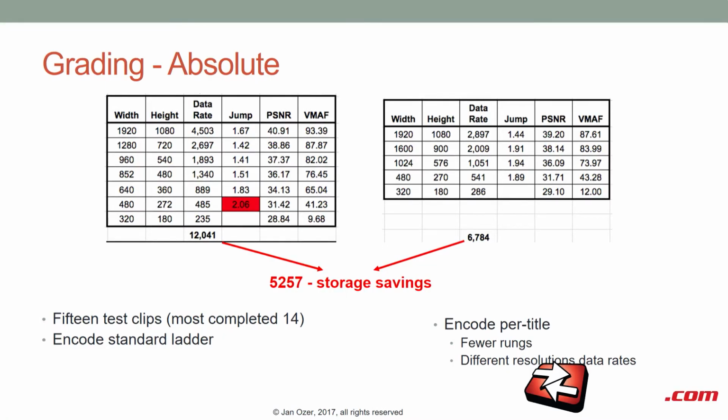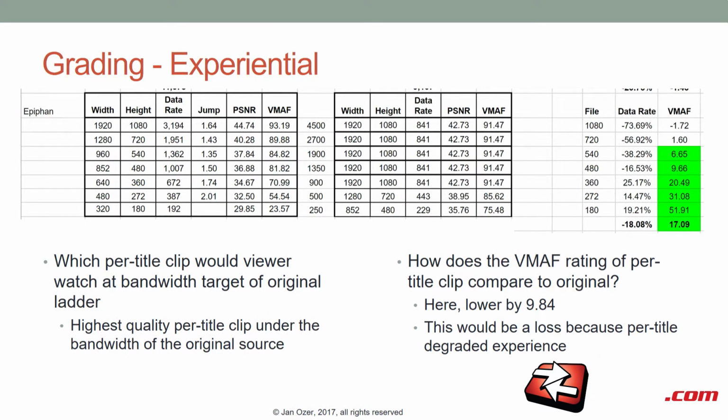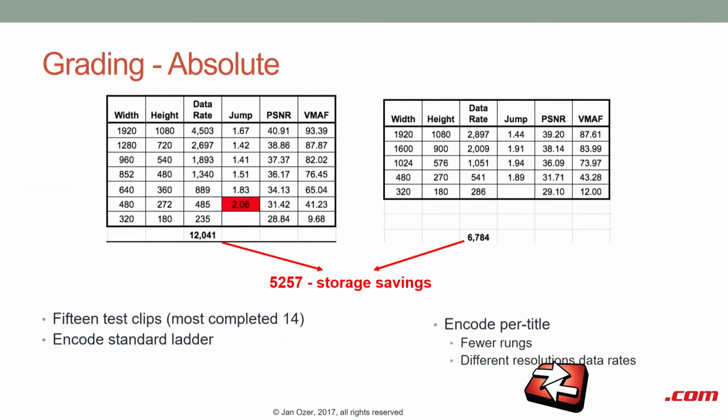So we'll look at the absolute storage savings produced by each technology. And then the bigger question, so this is pretty absolute, right? We understand this. The bigger question is, how do you grade the experience delivered by per title as compared to the absolute file savings of per title, especially when you're looking at technologies that put out different numbers of rungs.